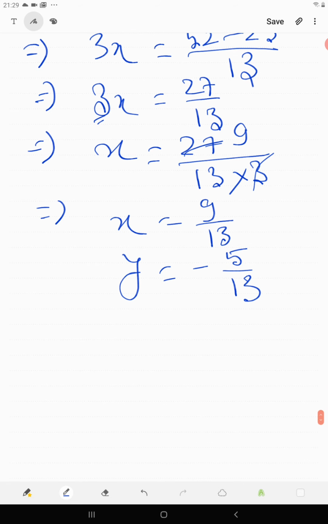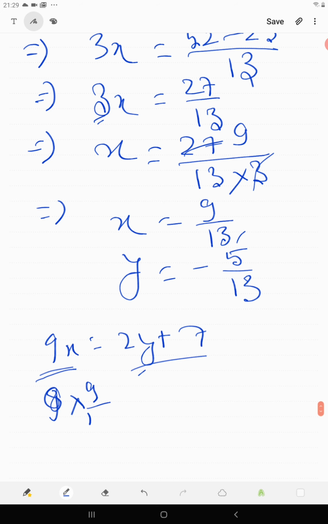Let's see the first one. 9x equals 2y plus 7. So what I am telling you is put the values of x and y and see whether left and right are giving you the same thing or not. So the left is 9x, so it gave me 9 into 9 by 13. Do it in rough, don't do it on the same page. So 9 into 9 by 13 is 81 by 13. So this is our left hand side.